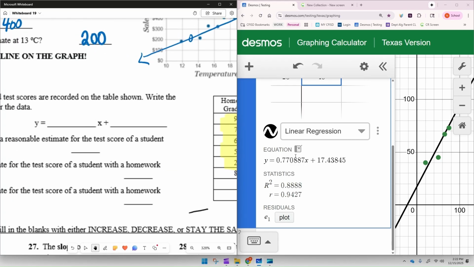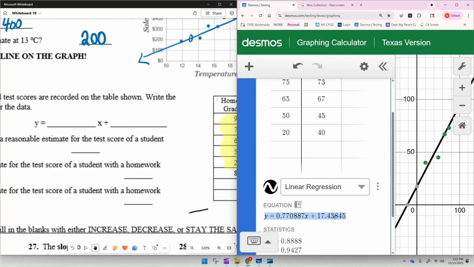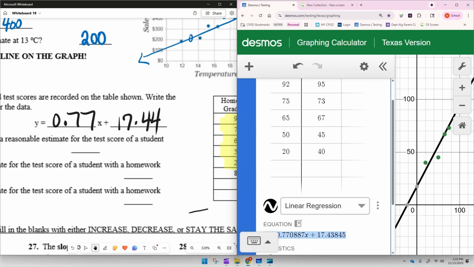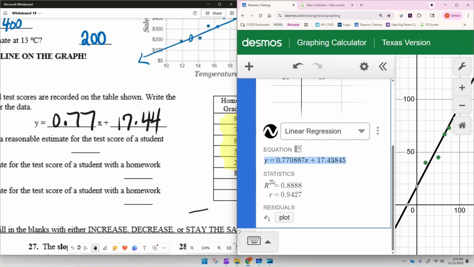All right, so we're going to write our B value. To remind yourselves, your B value is the plus, so that's 17.44. Your slope is the coefficient with x, that is 0.77. And now, a side comment. If you're asked for the correlation coefficient, you're looking at this R value right here. You're not looking at this value. We don't care about that value there. We care about this value. That is a very strong, 0.94 is a very strong positive correlation.